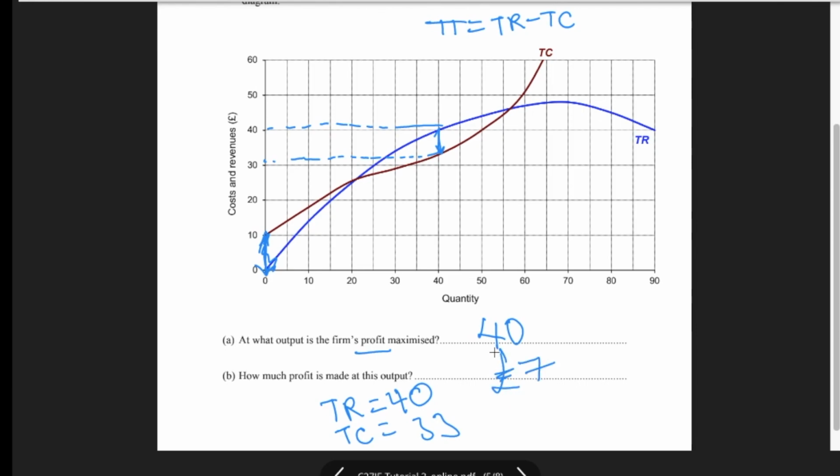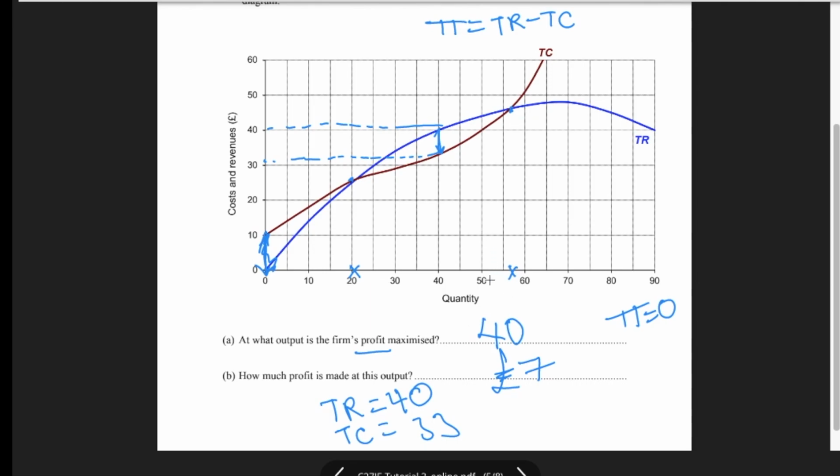Okie dokie, what does it ask next then? C is asking us to draw in the profit curve, but only for positive profit. The easiest way to do this first is: at what points would profit be 0? Where would profit be 0 on this graph? The intersections, yeah, lovely. So here and here, profit would be 0. That's always an easy starting point, because if I'm drawing my profit curve, I'm going to draw across here and across here because profit has to be 0.